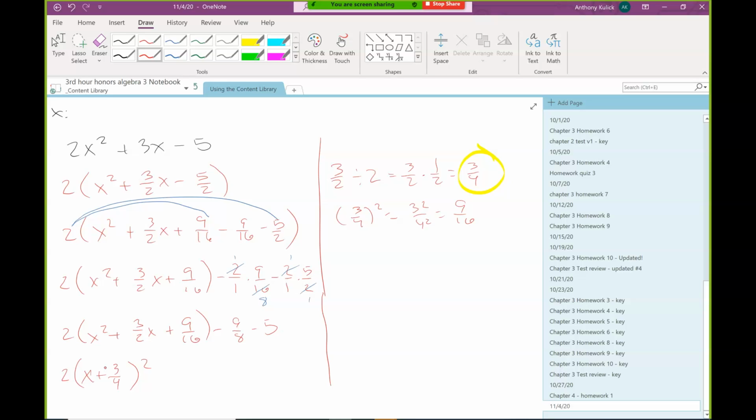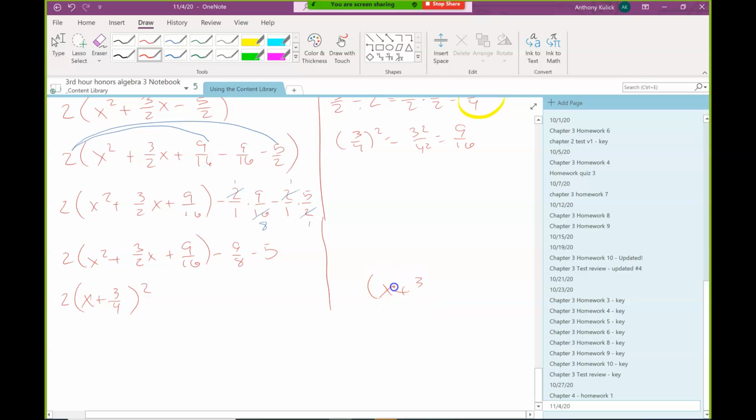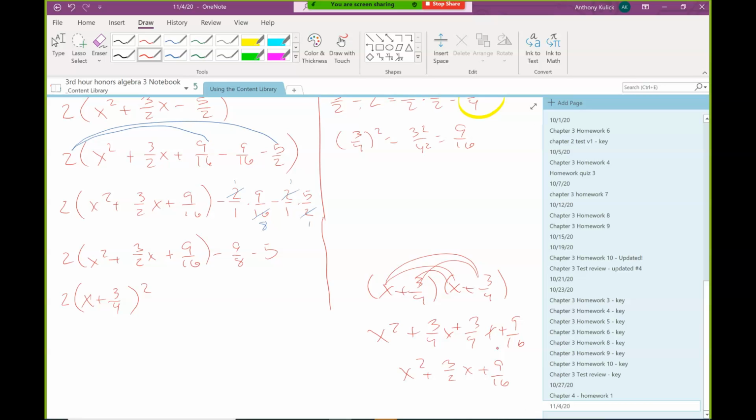So if I FOIL out x plus 3/4 times x plus 3/4, I get x squared plus 3/4 x plus 3/4 x plus 9 over 16. 3/4 and 3/4 is 1/2, or 1.5, excuse me. So it is the same thing, right, Maddie? Mm-hmm. So I didn't drop it. I factored, right? I just wrote it in a more condensed form. Is that okay? Yeah. Okay. So it's still the same thing. I've just factored.